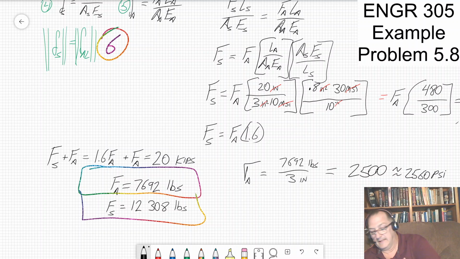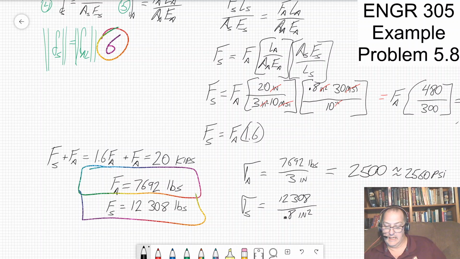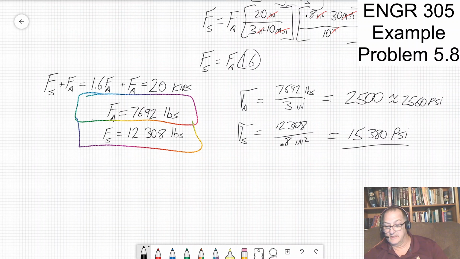that they give me. And the stress in the steel is equal to the 12,308, and I divide that by 0.8 inches squared, and I don't know the answer to that. Oh man, that's going to be 15,380 psi, but that comes from the book. I didn't actually turn the calculator on. And then the last thing they want us to do is find the deflection.